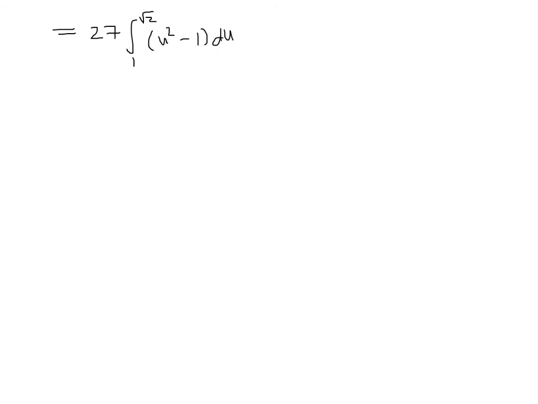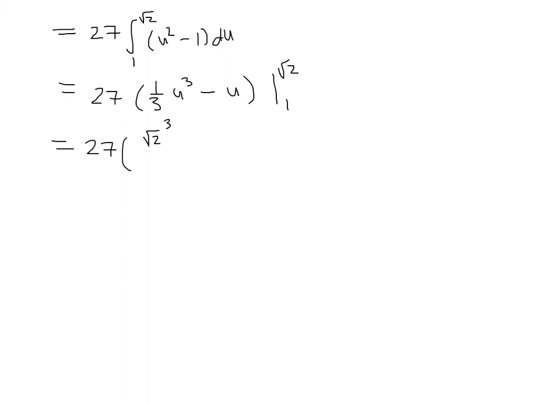So now all that remains to find the value of the area under the curve that is represented by the definite integral is to evaluate this integral. The antiderivative of u squared is 1/3 u cubed, minus u, evaluated from 1 to root 2. So that will be 27 times root 2 cubed over 3 minus root 2, minus 27 times 1/3 minus 1.